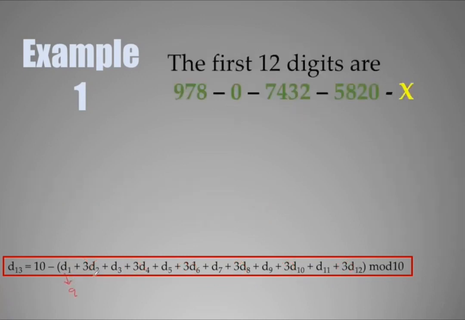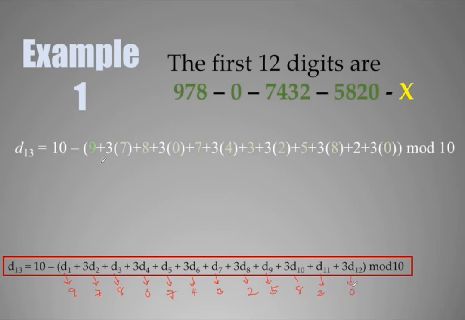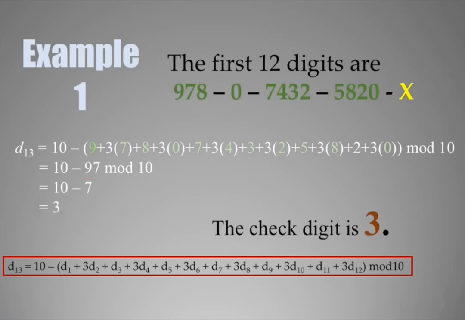D sub 1 will be 9, D sub 2 will be 7, D sub 3 is 8, D sub 4 is 0, D sub 5 is 7, D sub 6 is 4, D sub 7 is 3, D sub 8 is 2, D sub 9 is 5, D sub 10 is 8, D sub 11 is 2, and D sub 12 is 0. Then all we have to do is to get the sum of these quantities, which leads to 97. Since 97 modulo 10, or when 97 is divided by 10, the remainder is 7, and 10 minus 7 is 3. Then D sub 13 is 3, or in other words, the check digit is 3.